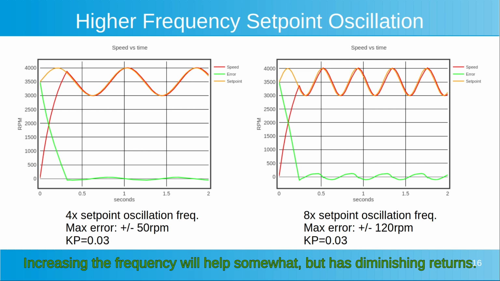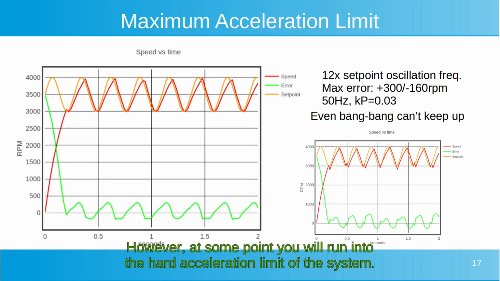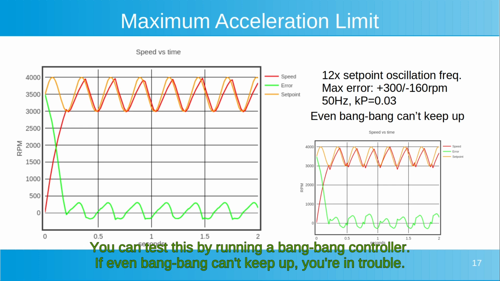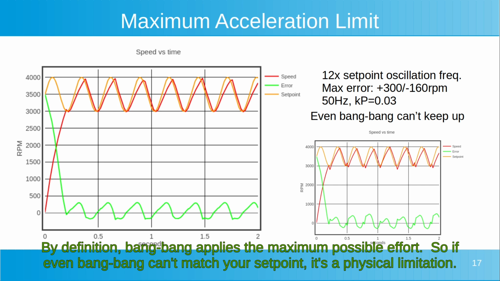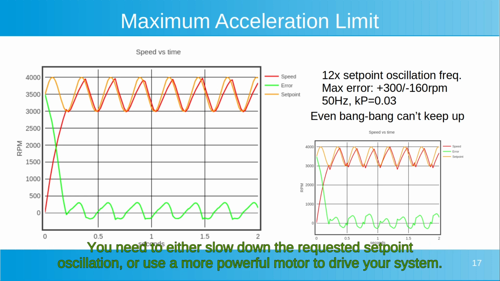You can try increasing the controller frequency, and you will approach the set point oscillation better and better, but at some point, you'll run into the hard acceleration limit that your system can provide. And you can test this by running a bang-bang controller and just seeing if the bang-bang controller can keep up. By definition, bang-bang applies the maximum effort it possibly can. So if bang-bang can't even keep up with the oscillation in your set point that you're expecting from it, then no proportional controller will be able to either. That's just a physical limitation of the system and its inability to oscillate at the frequency that you were requesting from it. So you need to change something about your requirements or your mechanical system if you're running into this kind of limit.